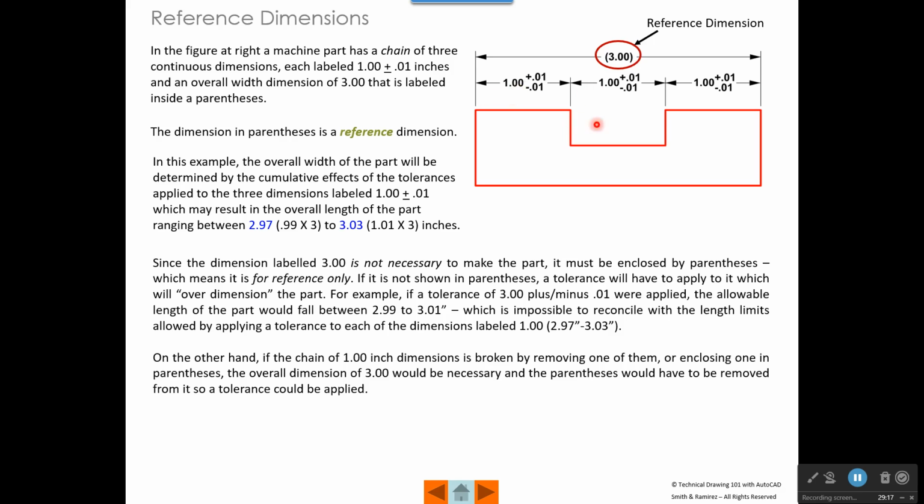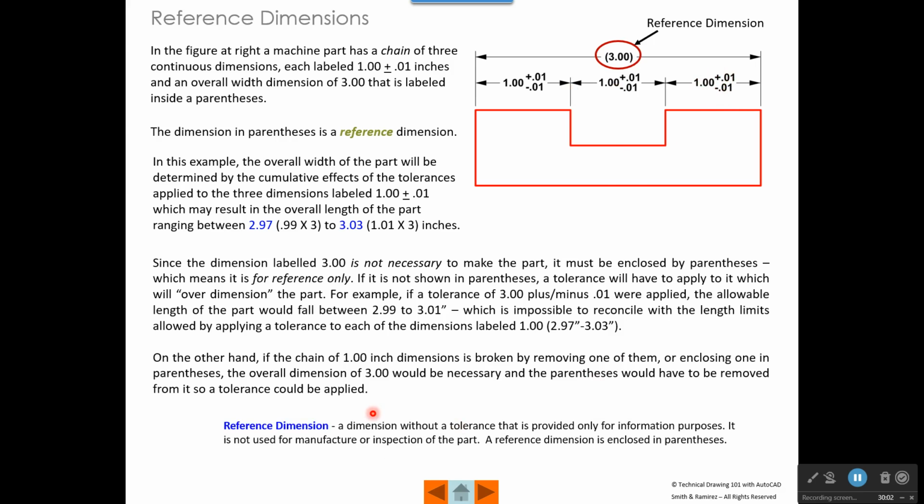only affect the width of the part and the location of the slot, the width of the slot, and the location of the slot. This dimension up here would only affect the overall width of the slot. So if you take one of these out, you need this guy. If you have these three, this guy needs to be a reference. Now, one thing I should say is this. You could have this 3.00 with a tolerance, and you could have these two with a tolerance, and you could label this one 1.00 but not put a tolerance on it and put it in parentheses if you want, instead of deleting that dimension.